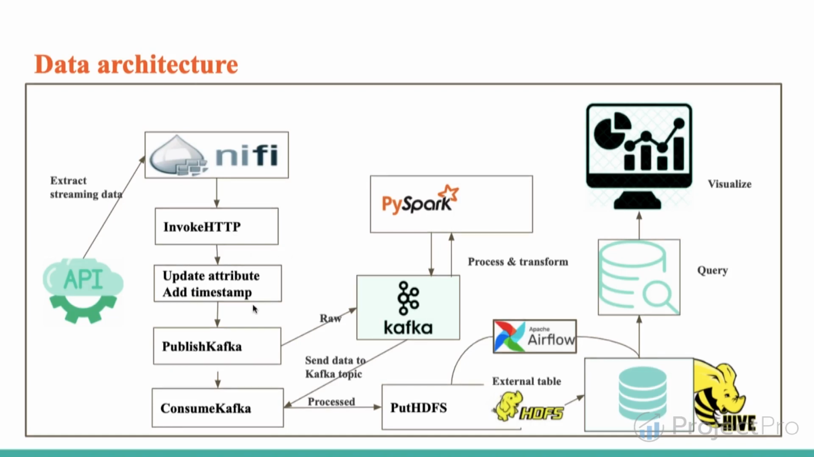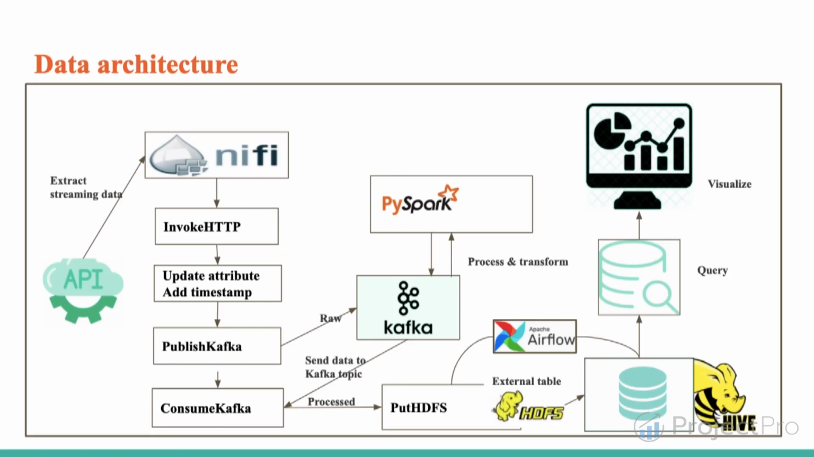So using InvokeHTTP, we are getting the data at a certain interval of time, and we do some parsing operations on top of it, or add any other required attributes, like a timestamp. Here in this project we are getting the data in the form of complex JSON format, which we parse into CSV and store into HDFS, as well as send it to a Kafka topic. There are two different routes. Once we add the timestamp and parse the data into CSV, we publish the data onto the input Kafka topic using the PublishKafka processor in NiFi.